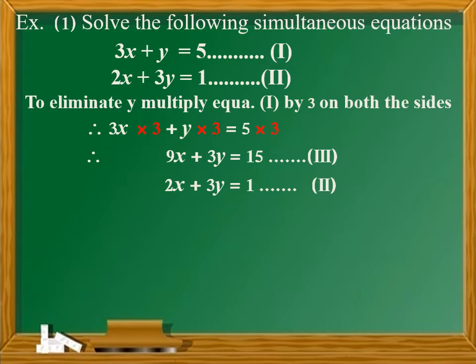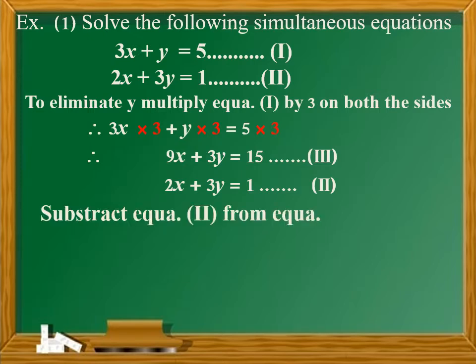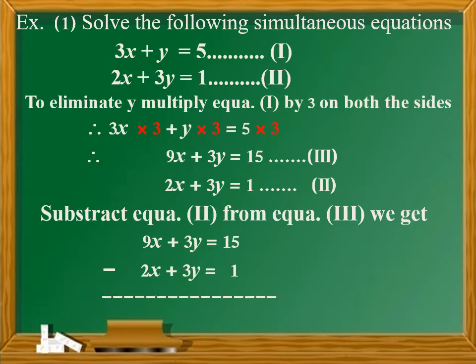So, it will be very easy to eliminate the variable y. For this purpose, subtract equation 2 from equation 3. We will get 9x + 3y = 15 minus 2x + 3y = 1. At the time of subtraction of equations, the signs of the second equation change. If the sign is positive, it will become negative, and if the sign is negative, it will become positive.